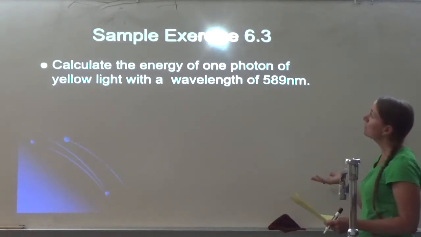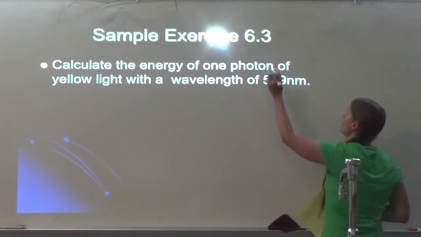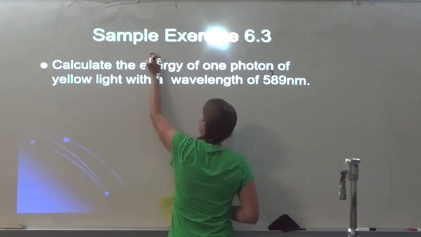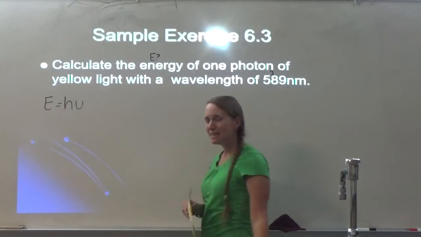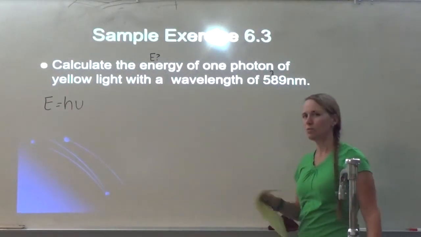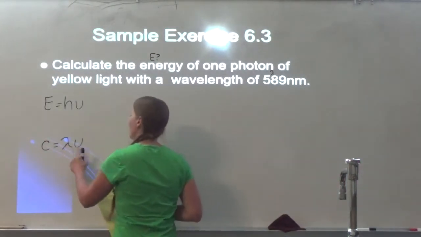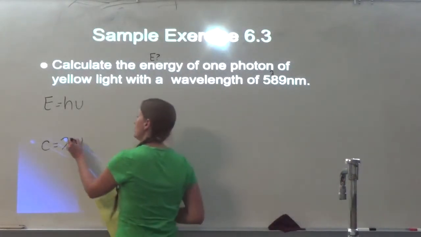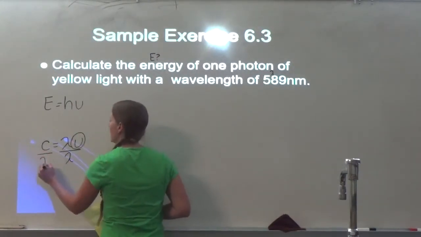It says, calculate the energy of one photon of yellow light with a wavelength of 589 nanometers. So they gave me wavelength, but they've asked me for energy. So, y'all, energy is h nu, Planck's constant times frequency, but yet they only gave me wavelength. So what am I supposed to do? Well, y'all, we already learned the other formula, c equals lambda nu. I can always get in between wavelength and frequency using that formula. So what I would need to do is find frequency first, so then I could plug in here. All right, so I divide both sides by my wavelength.